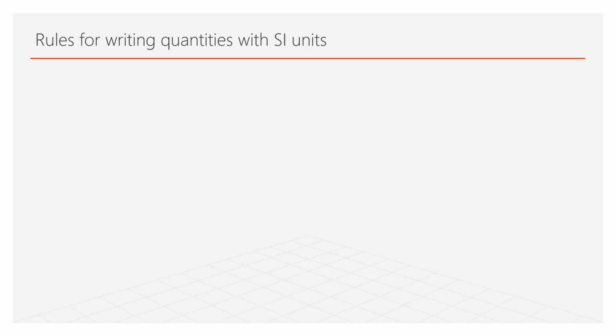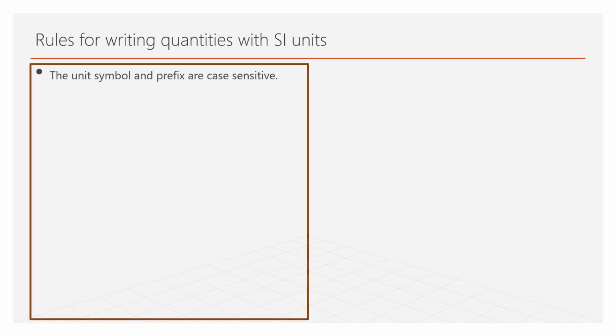Let's now review the rules for writing quantities with SI units. The unit symbol and prefix are case sensitive. So for example, a lowercase m, a lowercase s, lowercase kg, capital M followed by a lowercase m, and two lowercase letter m are all correct units.